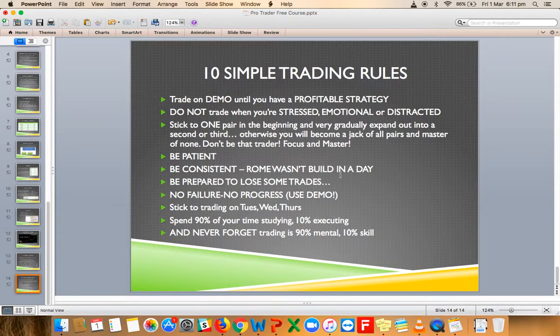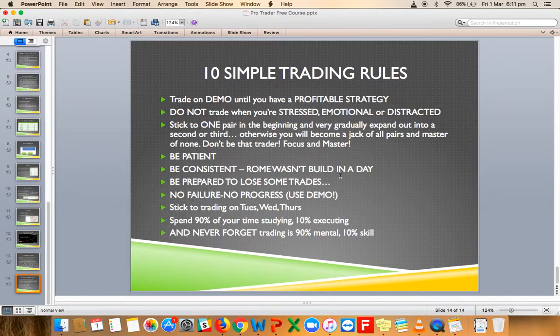You don't want to trade when you're stressed or emotionally distracted, because you are not going to be able to analyze right and make a right decision. Stick to one pair in the beginning and gradually expand into other pairs. You can gradually grow from one currency pair to 10 currency pairs and then 20. There are over 45 currency pairs to trade. You grow gradually, because if you don't, you may end up becoming a jack of all trades and not knowing how to really focus and master this whole chart and trading thing.